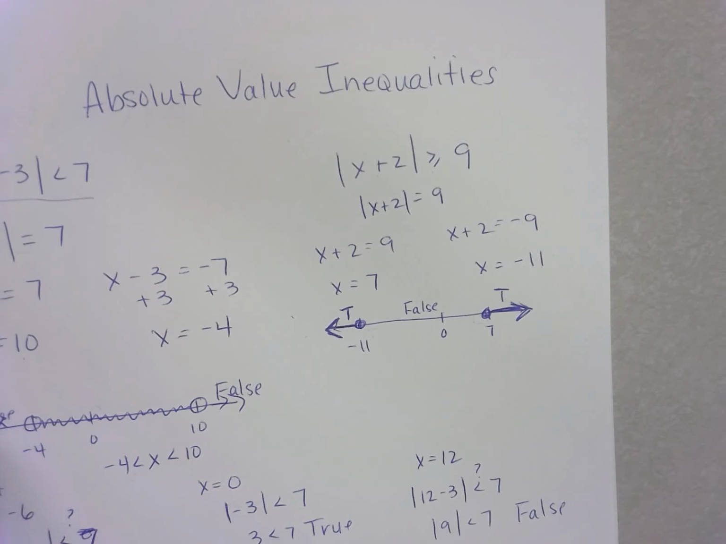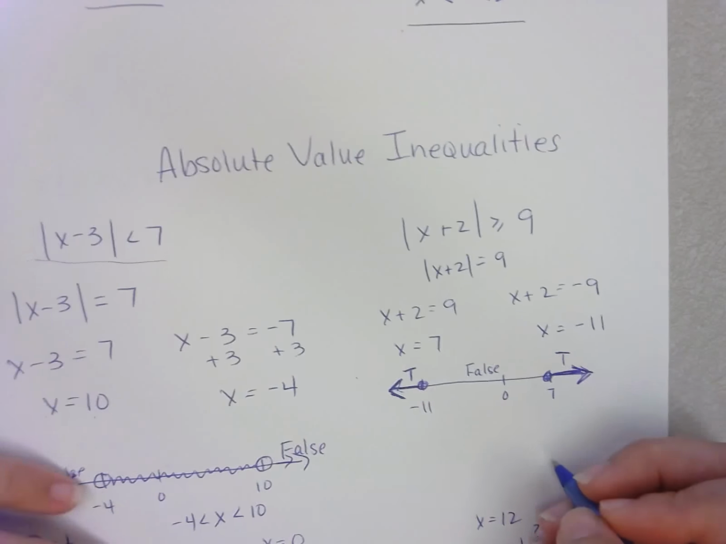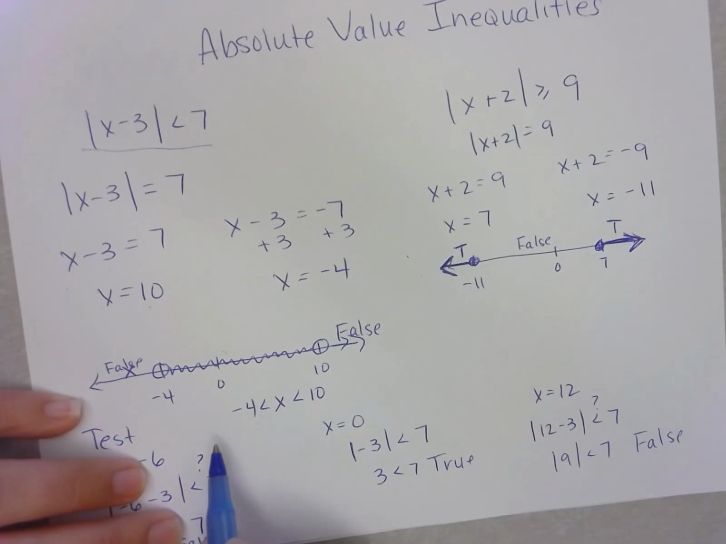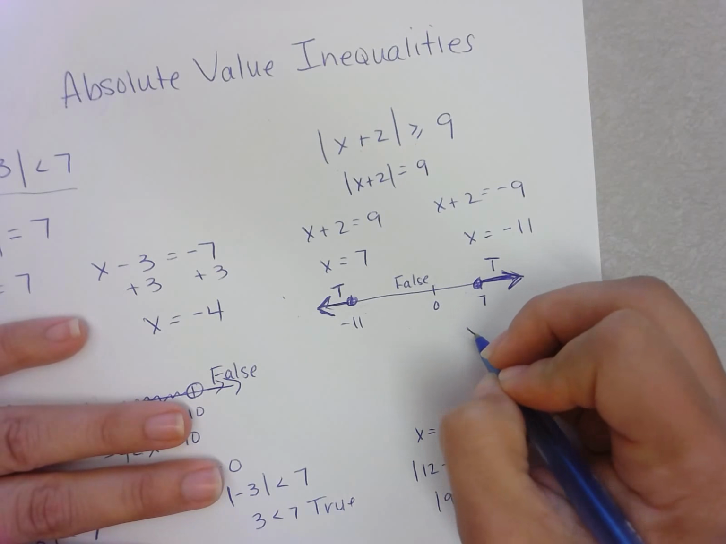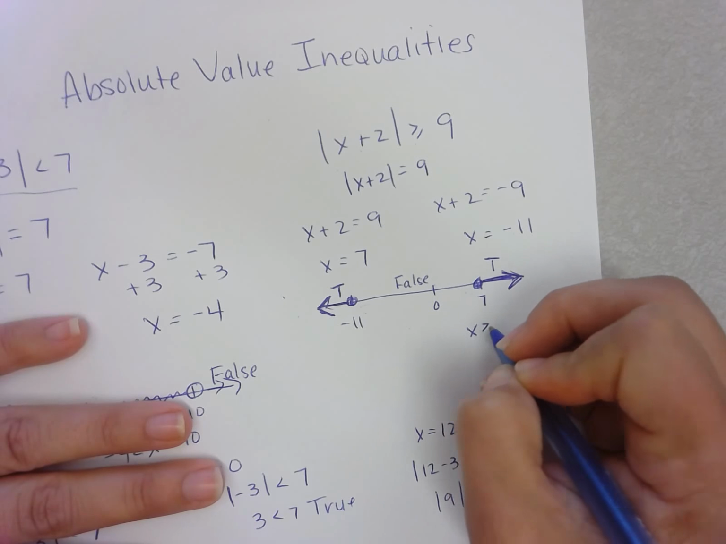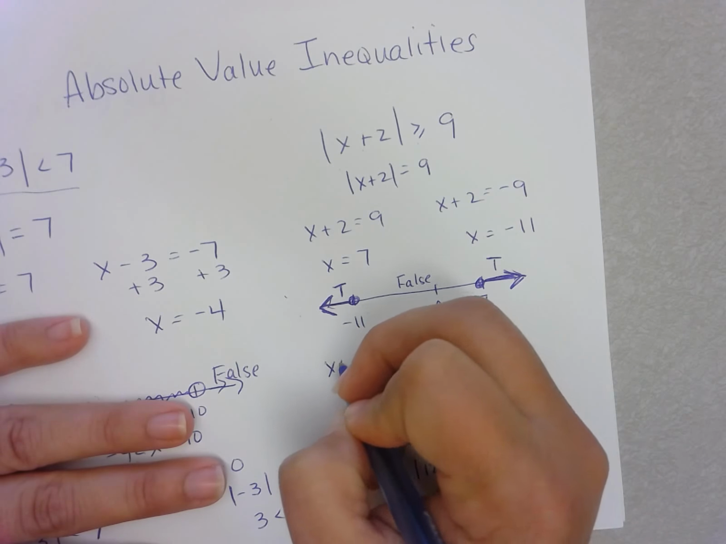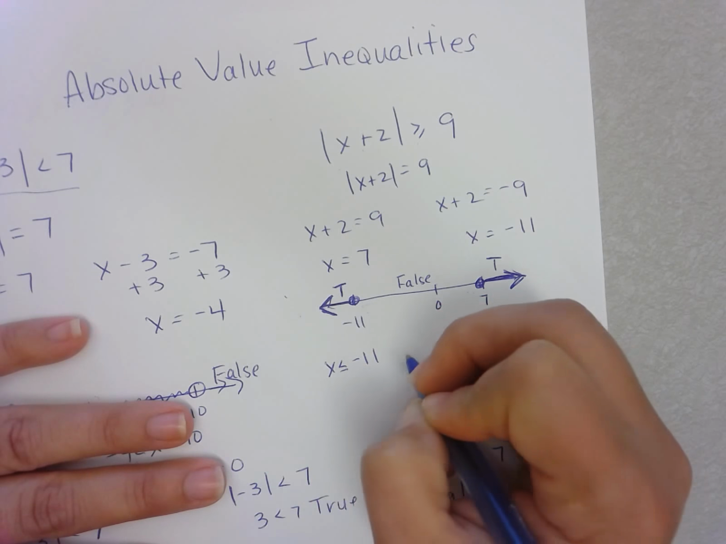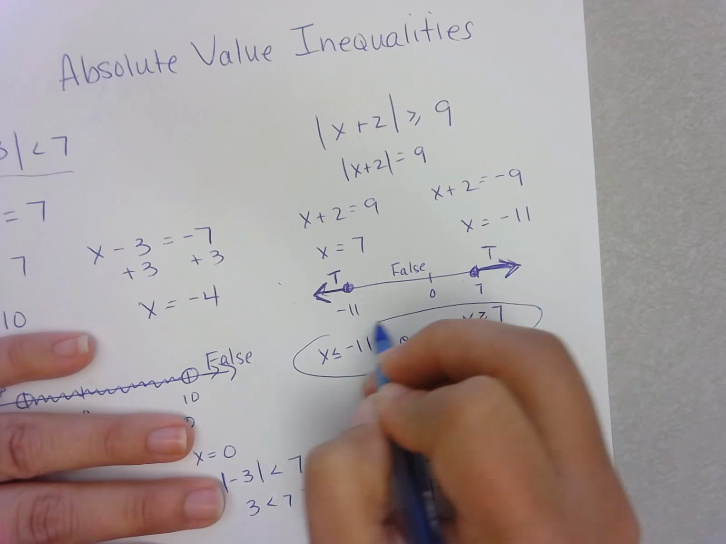And so I can write this as either, right, this has two sections. If they're all together, then I can write it like this: x is between these two numbers. But this is two different pieces, so I can say that this piece would be x is greater than or equal to 7, and this piece would be x is less than or equal to negative 11. So I can put an or between them. So this is my solution here.